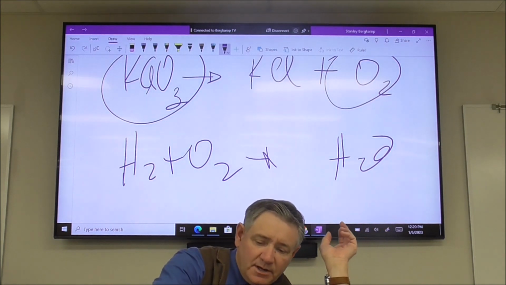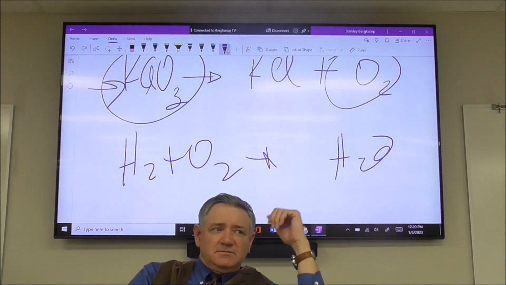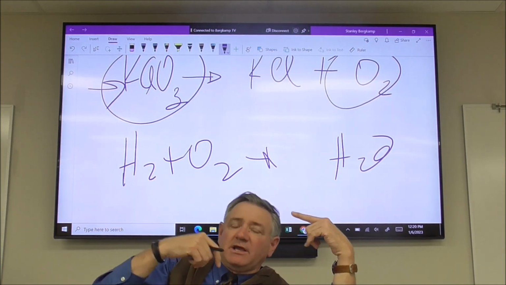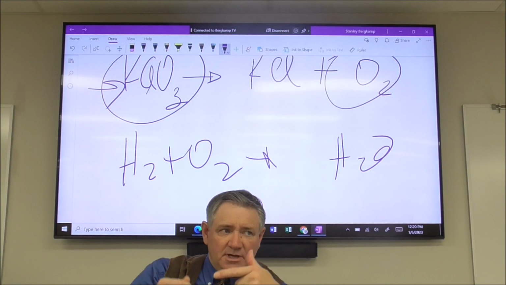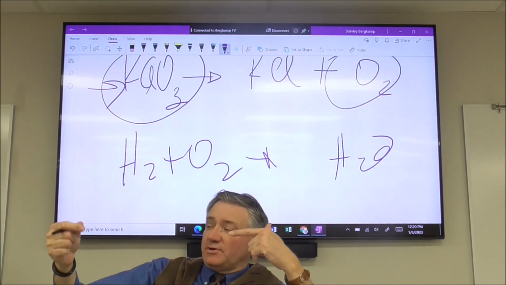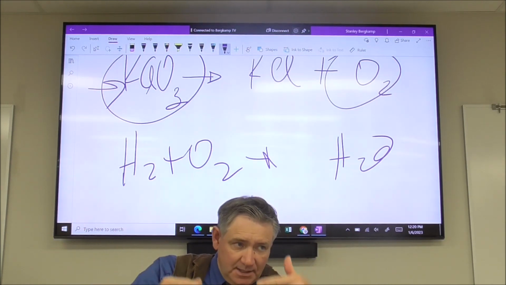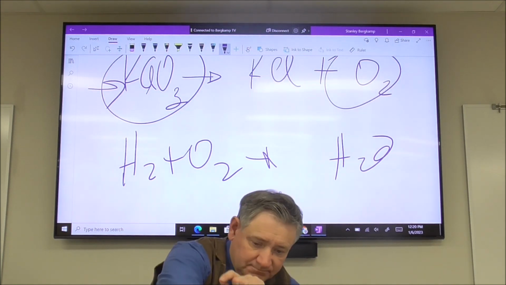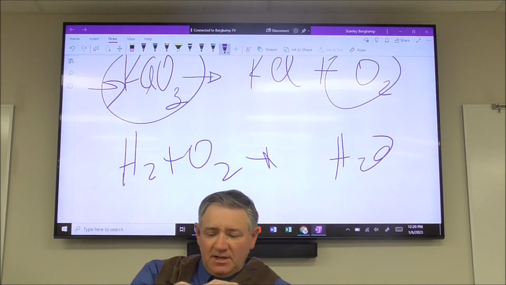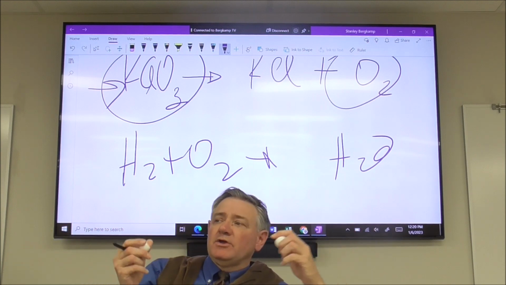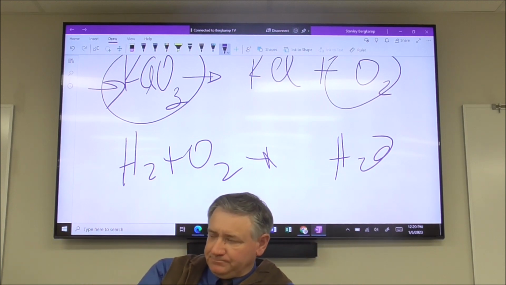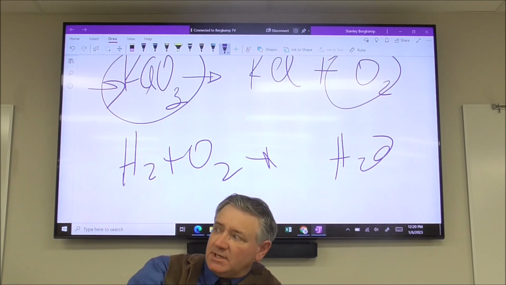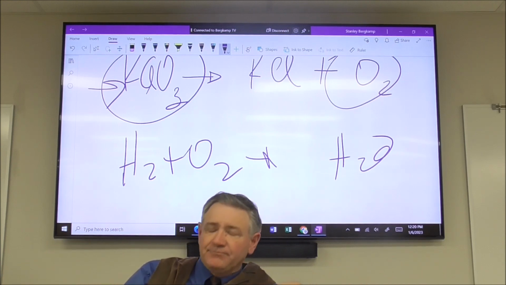Now, here's the deal. Potassium chlorate. If you're going to do this reaction, you have to heat it up, because you have to put energy into it because you're breaking bonds. And this is one of the recurring things you're going to see again and again. If you break bonds, like for example, you have hydrogen, and if you want to separate those, you have to put energy into it. When bonds are formed, energy is released, okay?